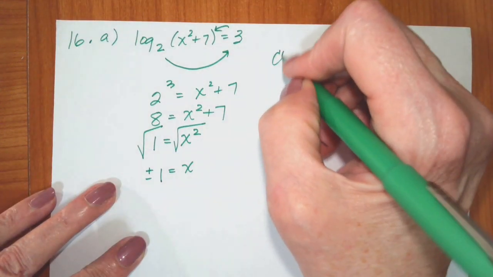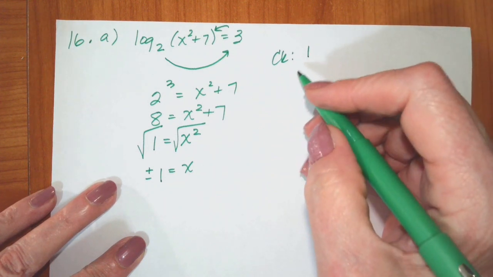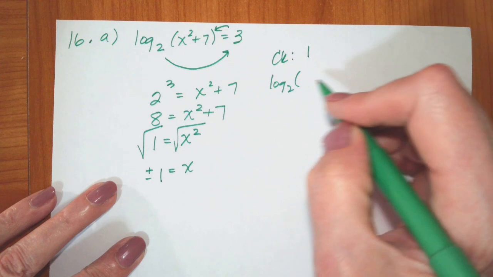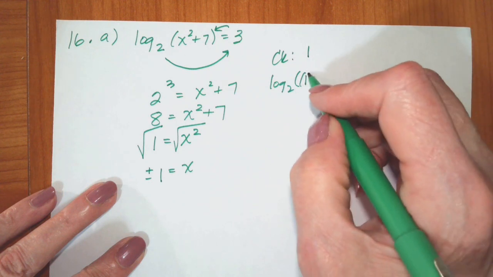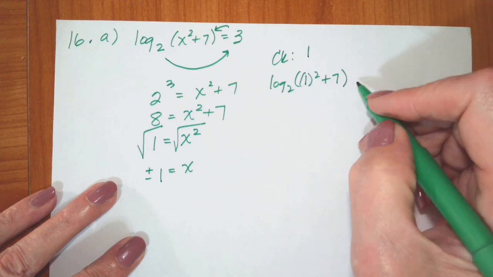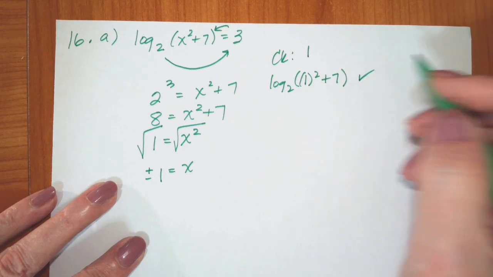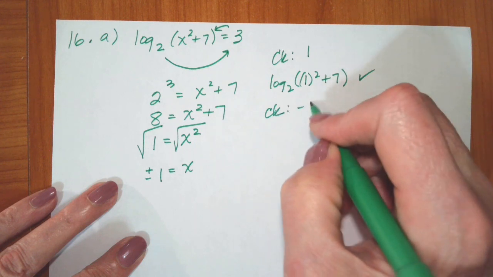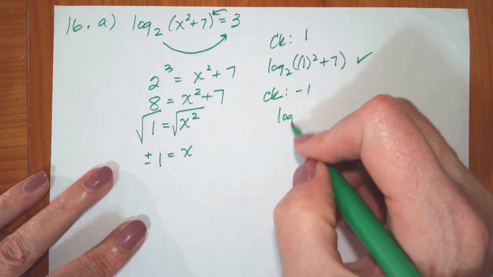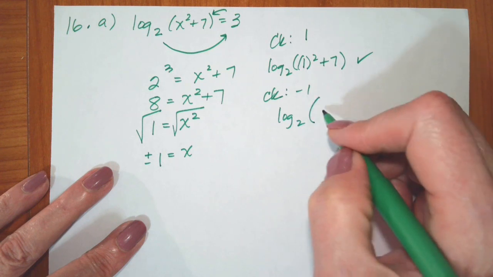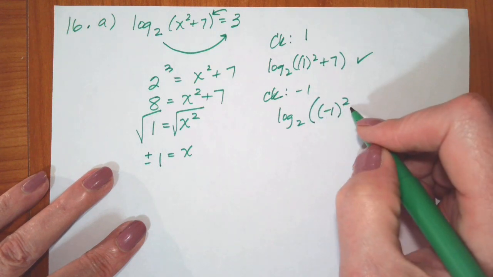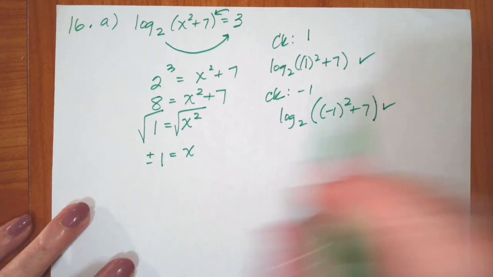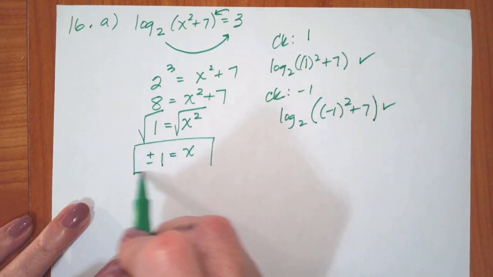So let's check. If I check 1, log base 2 of 1 squared plus 7 is log base 2 of 8, which checks. Let's check negative 1. So log base 2 of negative 1 squared plus 7 is also positive, so that checks. So both of these are solutions.